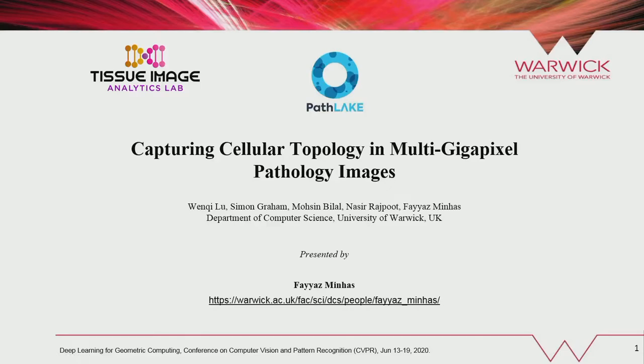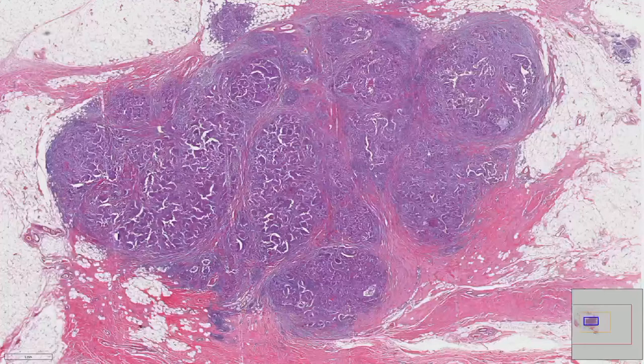My name is Fayyaz and I would like to present our work on capturing cellular topology in multi-gigapixel pathology images. What you see on your screen is a hematoxylin and eosin stained whole slide image of breast tissue from a cancer patient. Such images are used in clinical practice for diagnosis and prognosis of cancer.